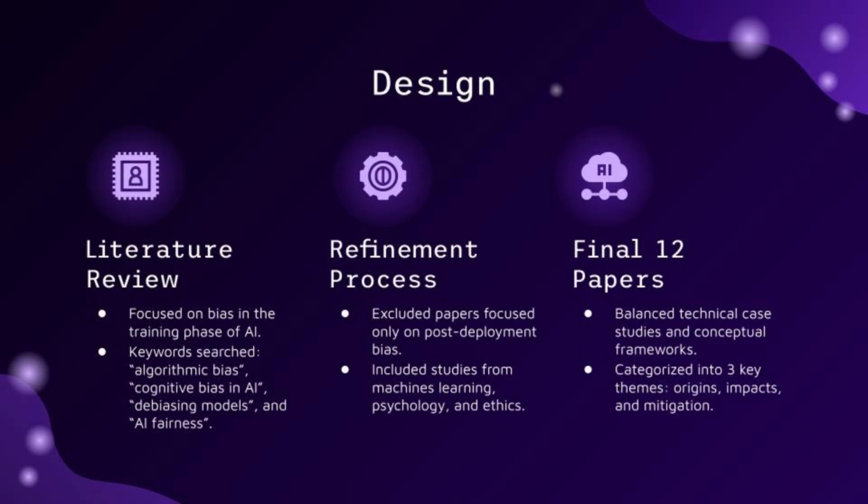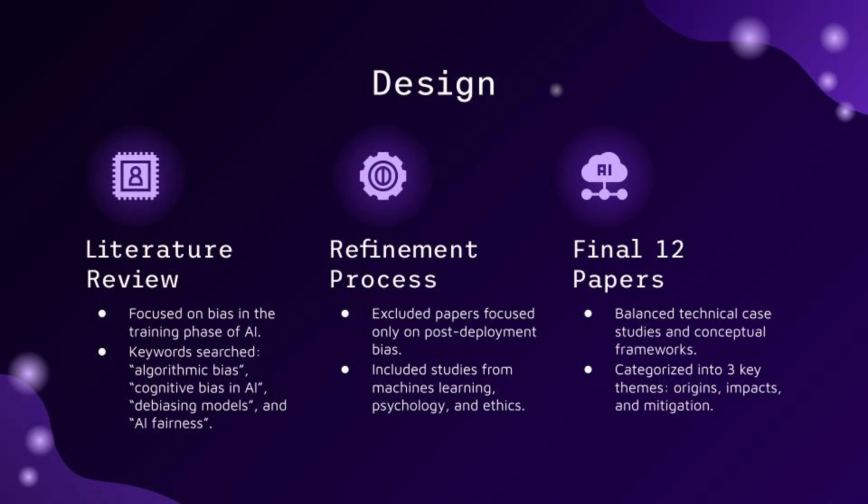To explore this topic, I reviewed 12 academic papers published between 2013 and 2024. I searched for terms like algorithmic bias, AI fairness, and cognitive bias in machine learning. I focused specifically on the training phase of AI since that's where models first learn from data. I excluded papers focused on the deployment.